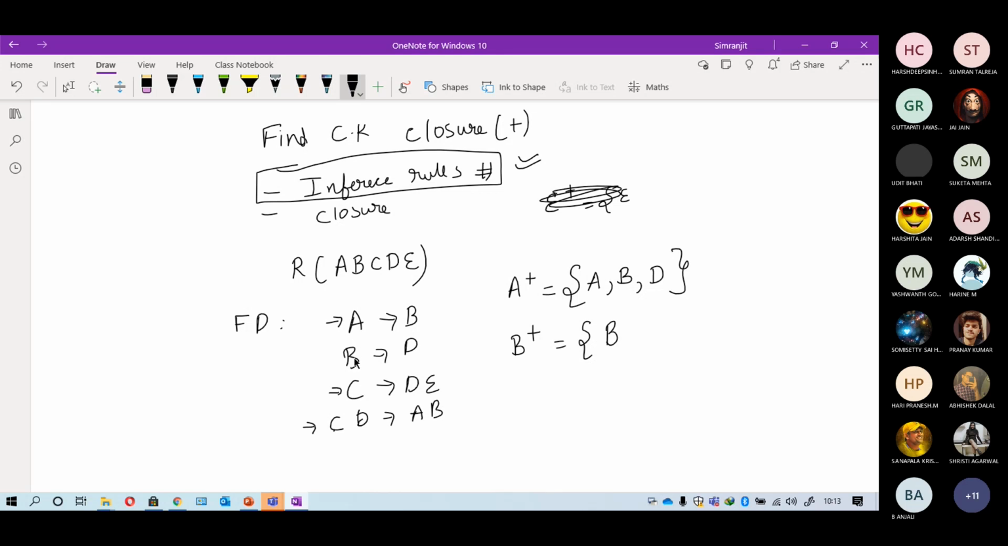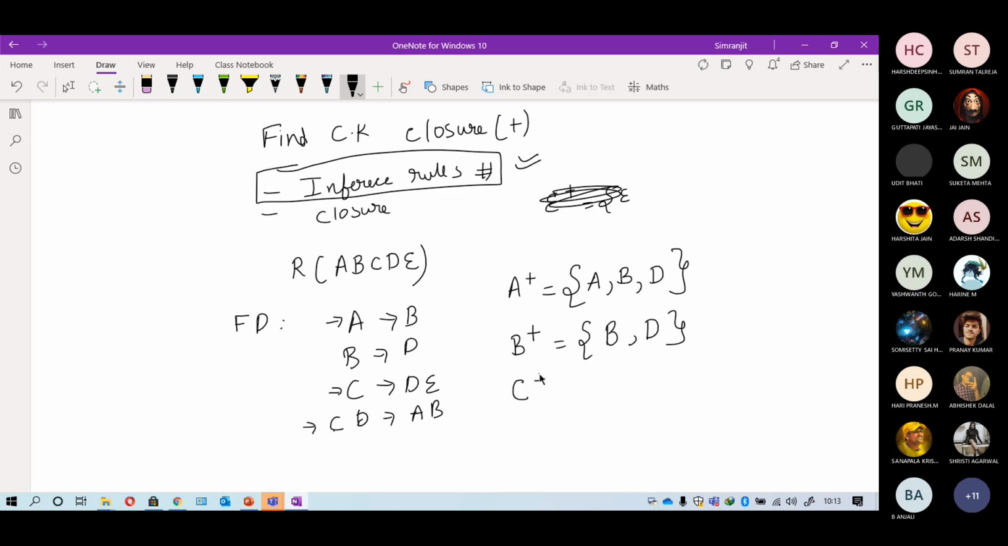Now check, B is in the set. Yes, B is in the set. So what is B deriving? B deriving D. You write that D here. Now check, C is in the set. No, C is not in the set. For CD in the set, D is in the set, but C is not in the set. So CD is not in the set. So you stop here. This is your closure of B.